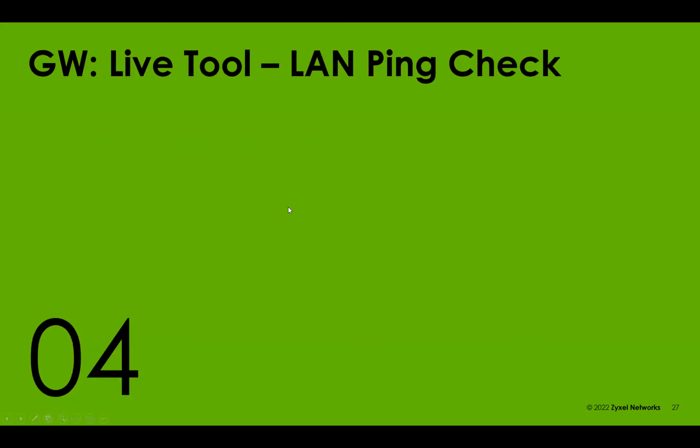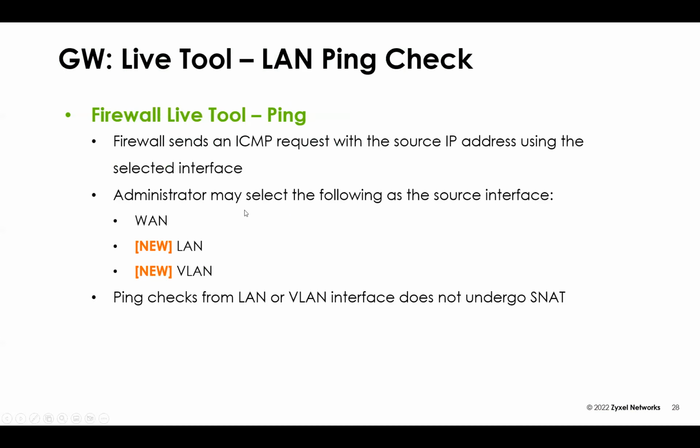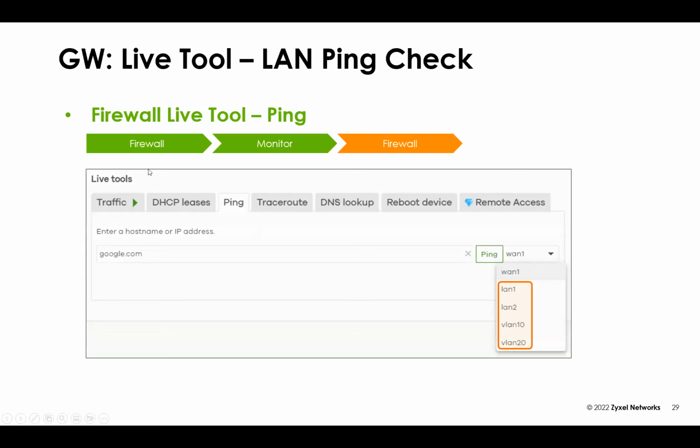Moving on to the live tools, in the firewall, we have a LAN ping tool. Previously on our gateway, specifically in the cloud, you could only do a ping from the WAN side. This was something that was already offered in standalone, along with doing it from both the LANs and VLANs. However, this is something that we added to the cloud. So now you can choose a specific interface to do a ping test from. That means that if you go to Firewall, Monitor, and click on the Firewall section, under the ping tools, we can not only ping from the WAN, but now we have all of our interfaces that we can choose to ping from.